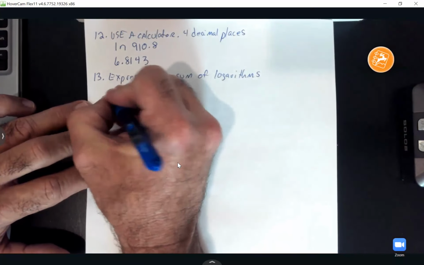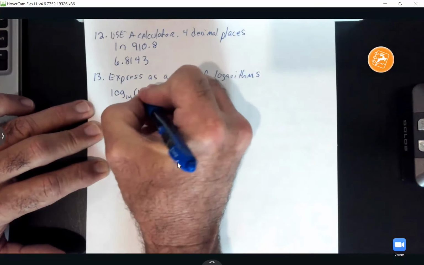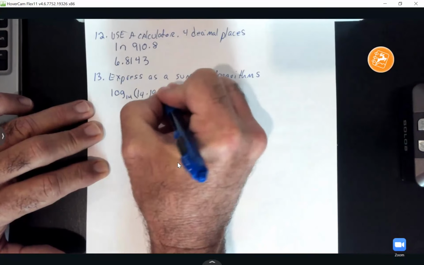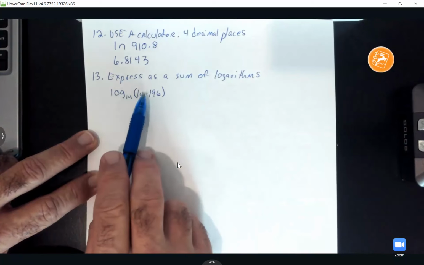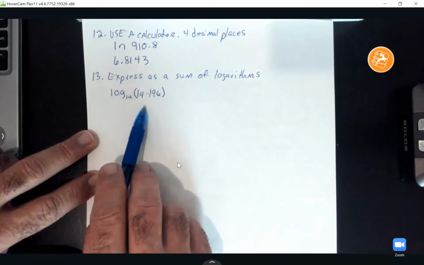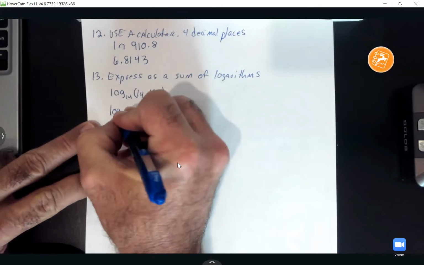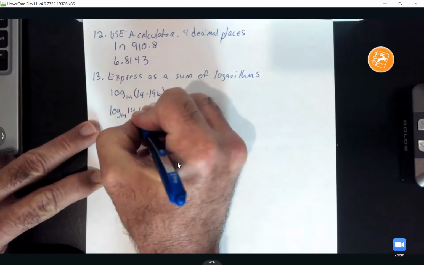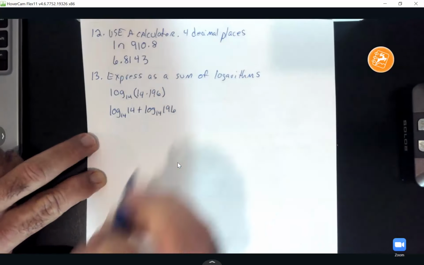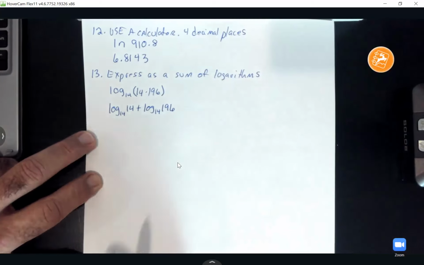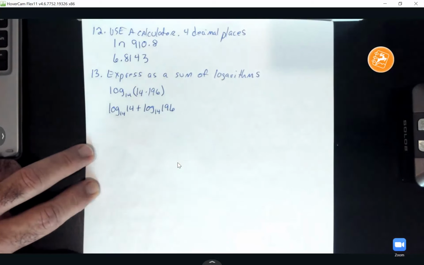So y'all, my product will be log base 14 of 14 times 196. So to write it as a sum, I distribute the log 14 to both factors and put a plus sign in the middle of it. So we'll have a log base 14 of 14 plus a log base 14 of our 196. Now, all they wanted me to do is rewrite it as a sum, so I do not have to go any further.